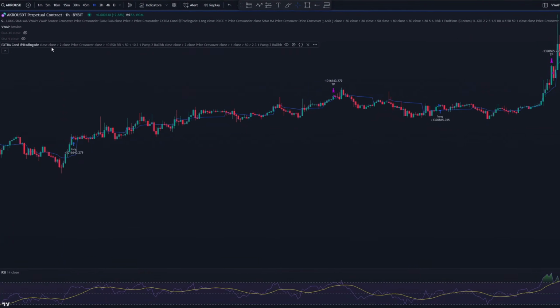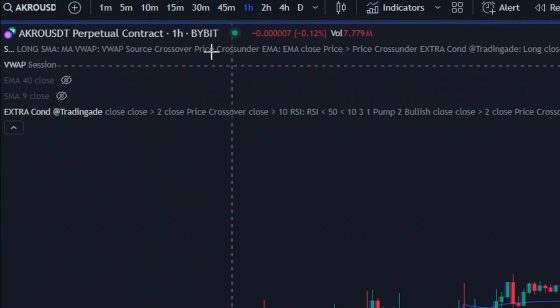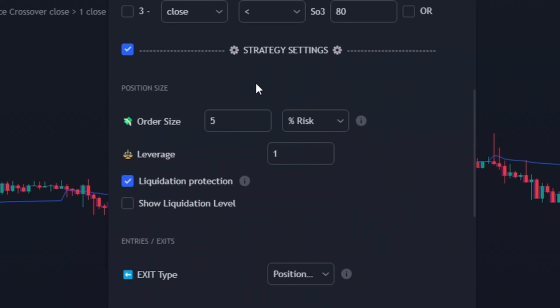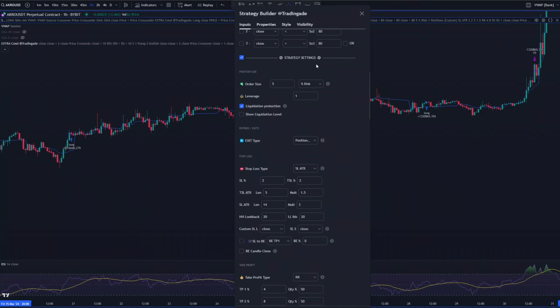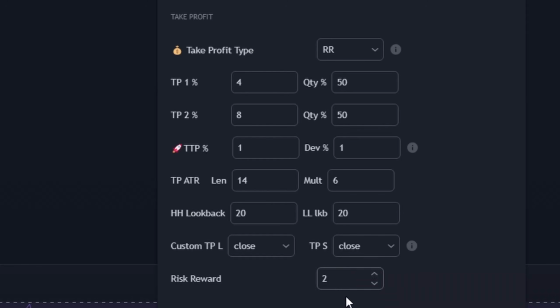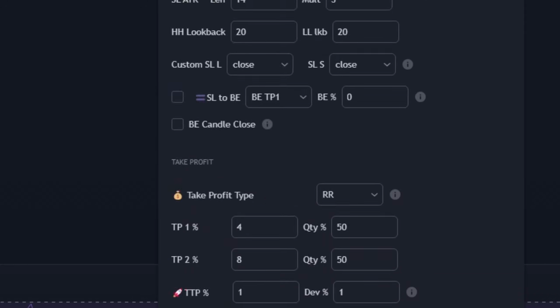We are here on AKRO/USDT, 1 hour time frame on Bybit exchange, position size 5% risk. Basically our size will be greater or lesser based on the stop loss level, but we will never risk more than 5%. We are exiting based on stop loss ATR, 14 length with a multiplier of 3, and take profit risk reward of 2. Let's see the backtest results.